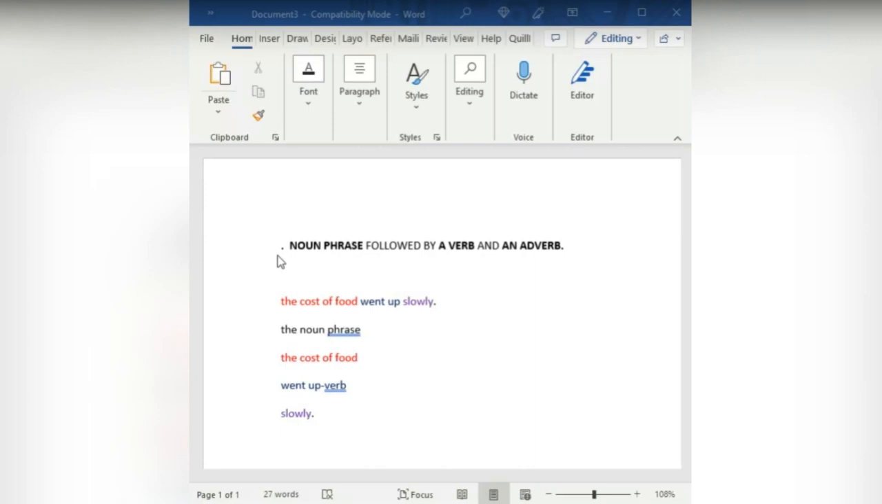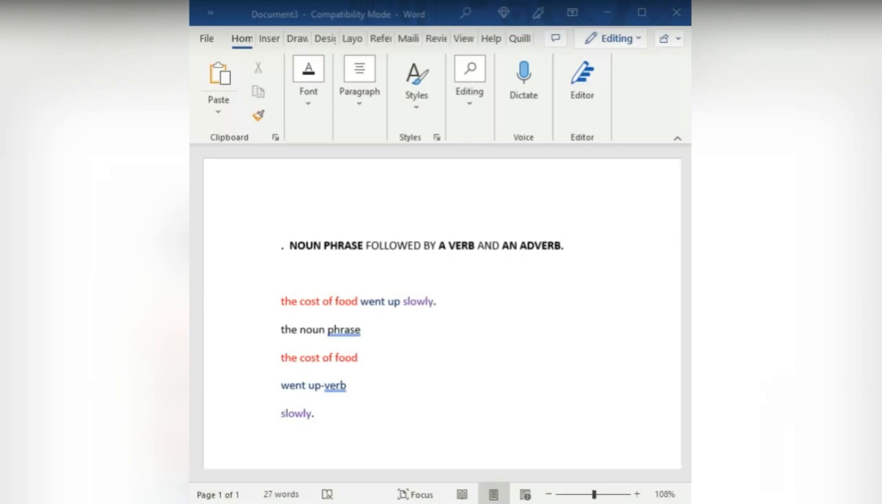We are focused on the price, but this time we are specifying by saying the price of the food. So in this sentence it becomes a noun phrase. A noun phrase is a group of words that describe the same thing, and a noun is the name of the thing. All right, so went up, as I stated, becomes the verb, and then slowly is the adverb, showing the intensity of the trend.